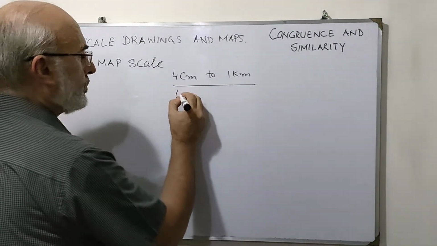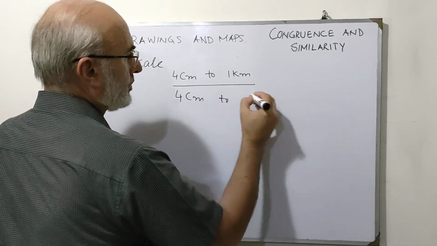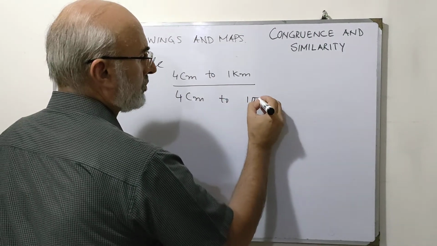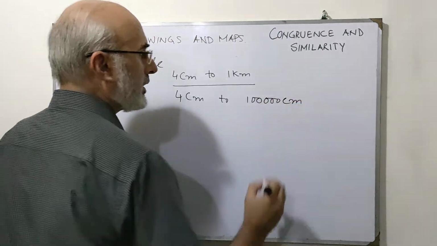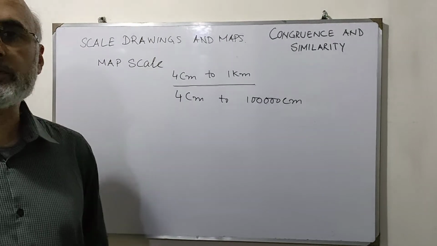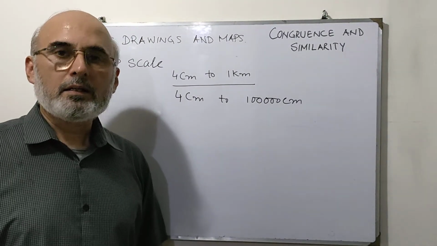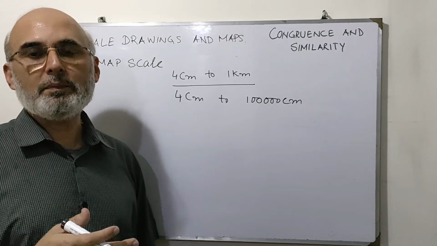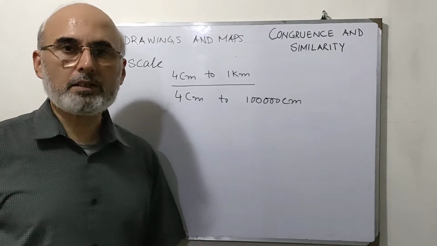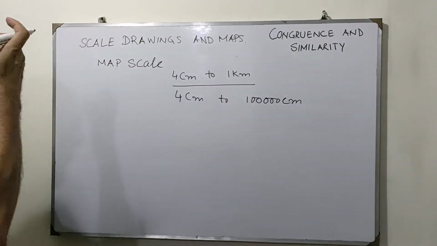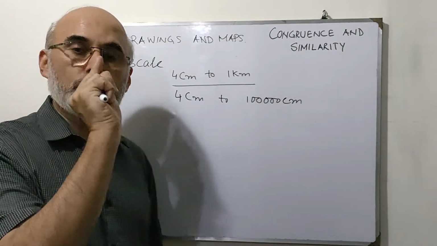Like the 4 centimeters is equal to 100,000 centimeters. Okay, because 1 kilometer has 1000 meters and 1 meter has 100 centimeters. So 100,000 centimeters.